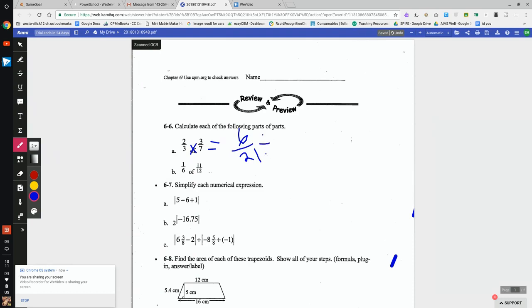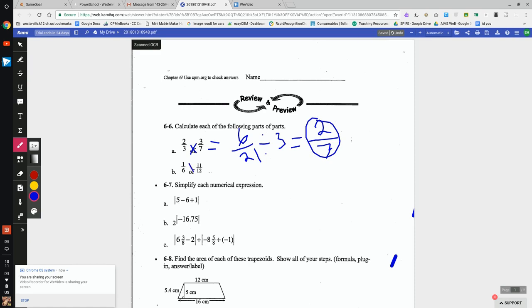This can be reduced. If we divide them both by 3, we end up getting 2 over 7. Again, we got to get in the habit of simplifying when possible. You'll start losing points, especially when you get to 7th grade.